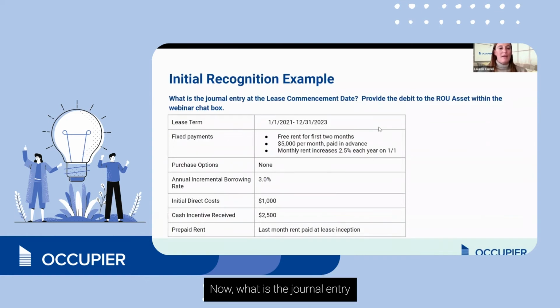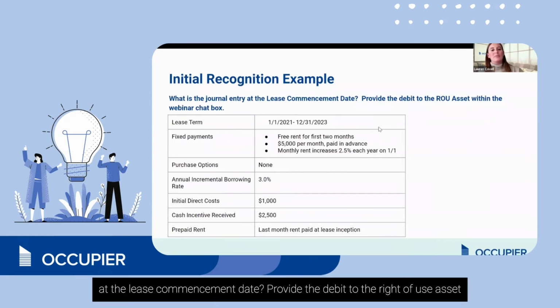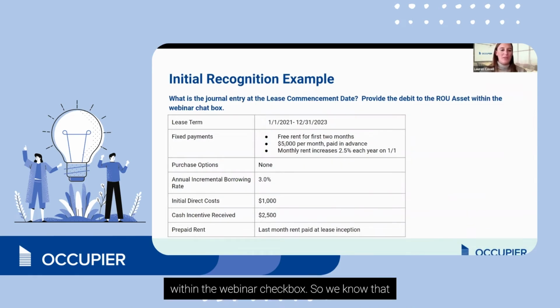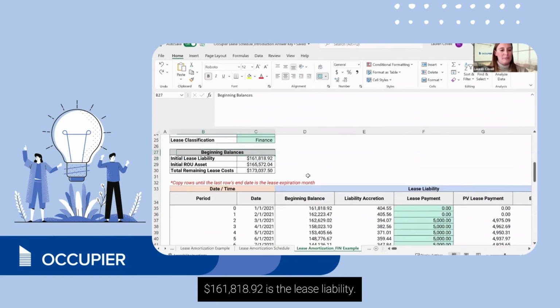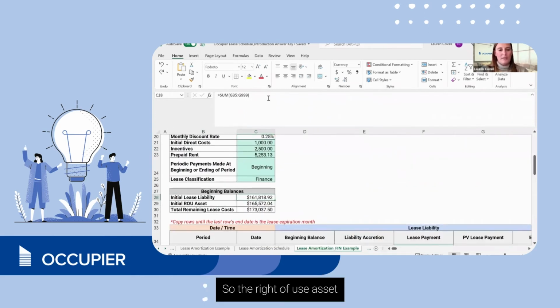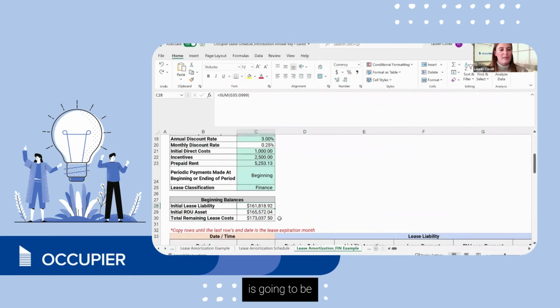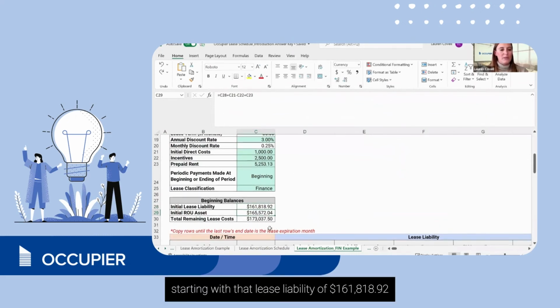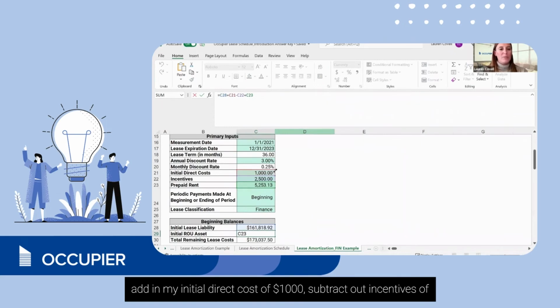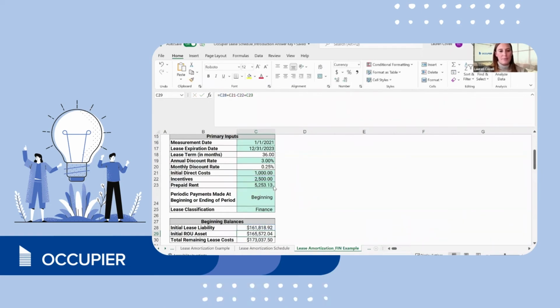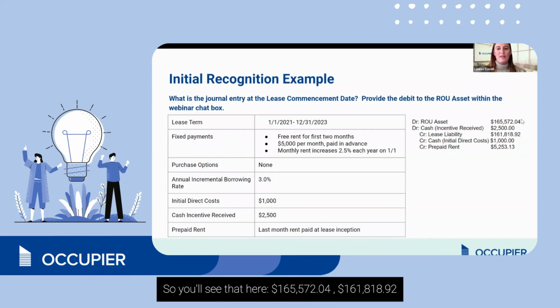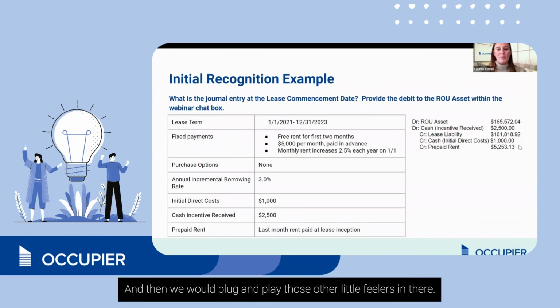Okay. Now, what is the journal entry at lease commencement date? Provide the right of use asset within the webinar chat box. So we know that 161 is the lease liability. The right of use asset is going to be, starting with that lease liability of 161, add in my initial direct cost of 1,000, subtract out my incentive of 2,500, add in my prepaid, to get to 165. So you'll see that here, 165, 161, and then we plug in those other items.